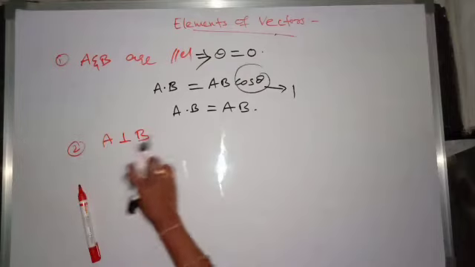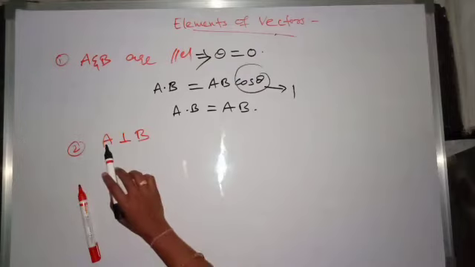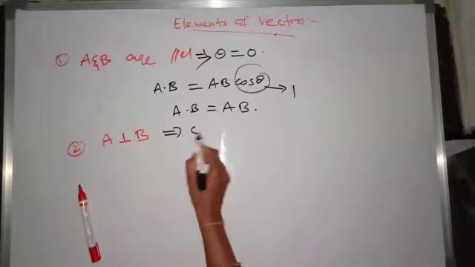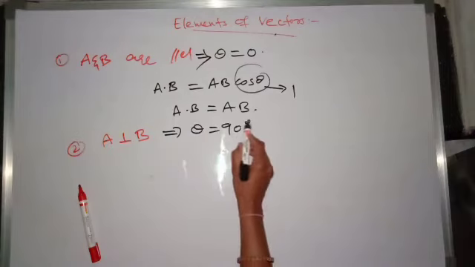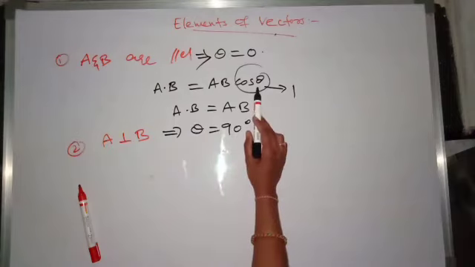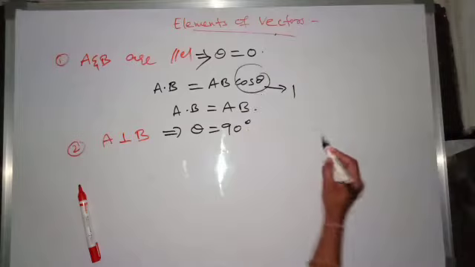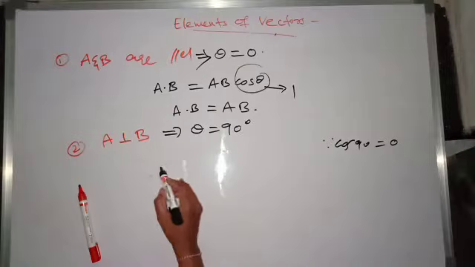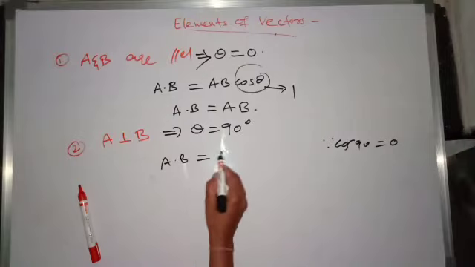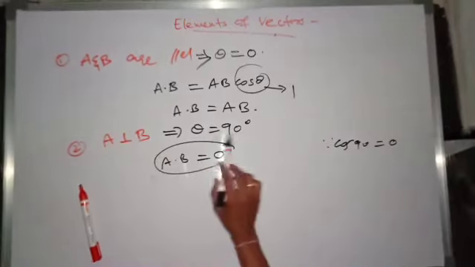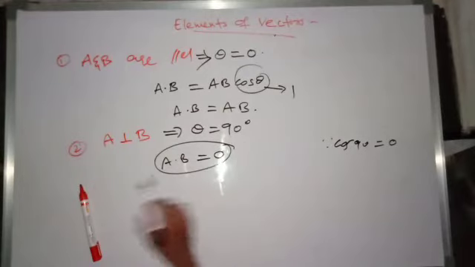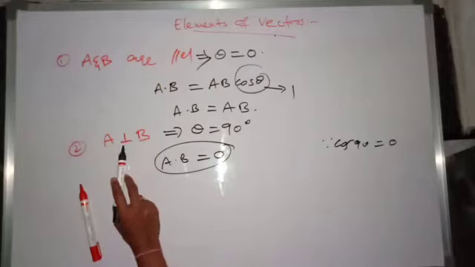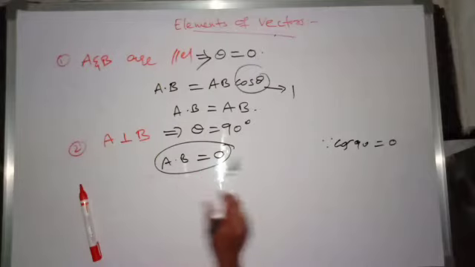Now if the vectors A and B are perpendicular to each other, that is theta is equal to 90 degrees, then what is cos 90 degrees? It will be equal to 0. Therefore A dot B will be equal to 0 if theta is equal to 90 degrees. Both vectors are perpendicular to each other and the dot product will be equal to 0.